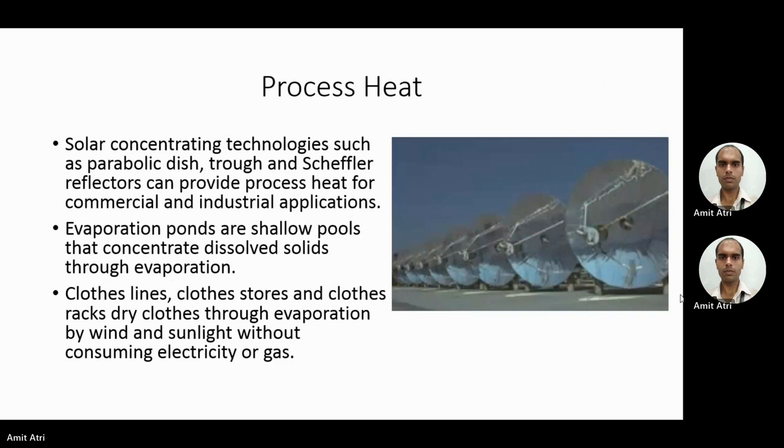The evaporation ponds are shallow pools that concentrate dissolved solids through evaporation. The clotheslines, clothes racks, they're drying the clothes by evaporating by wind and sunlight. So not using gas or electricity for drying of clothes.